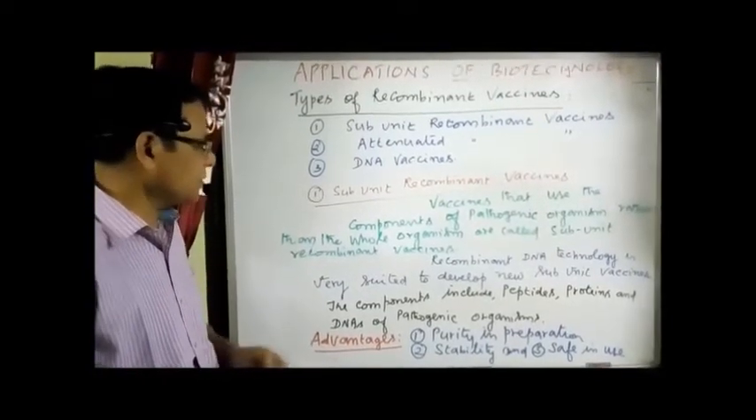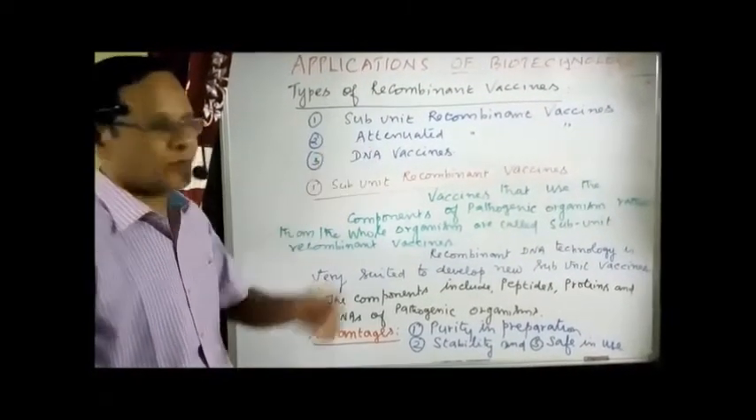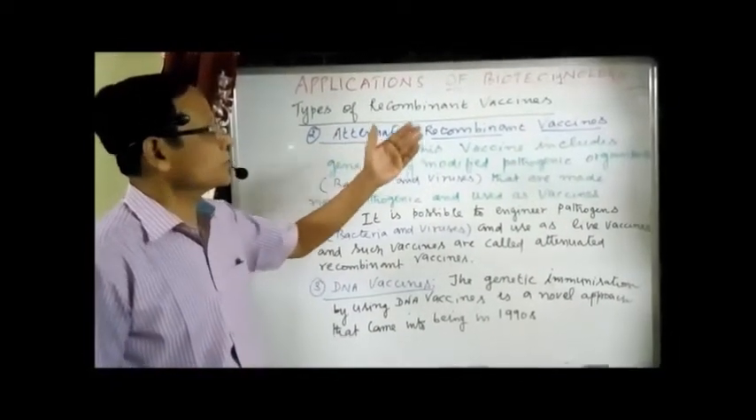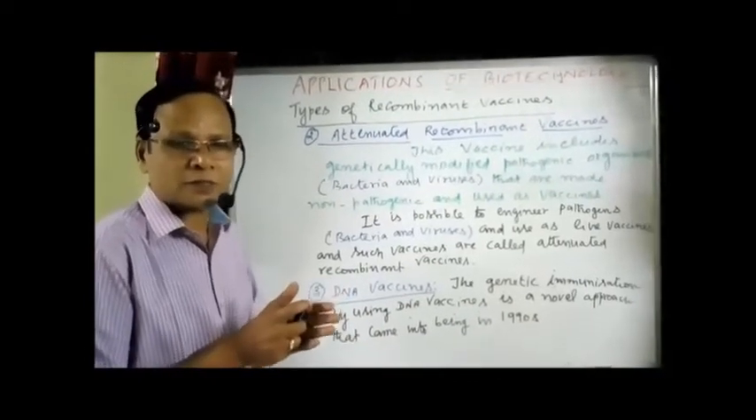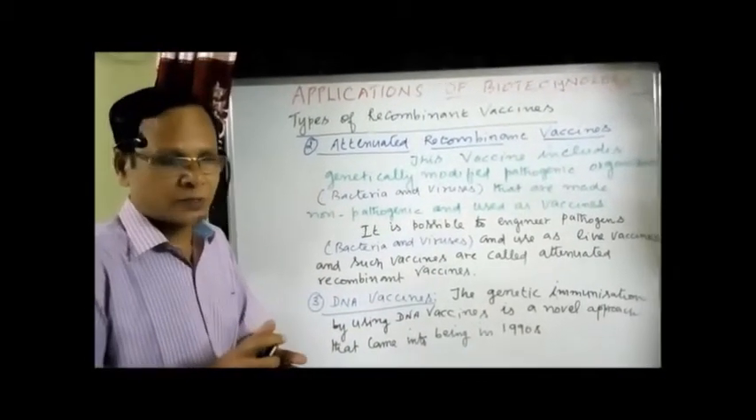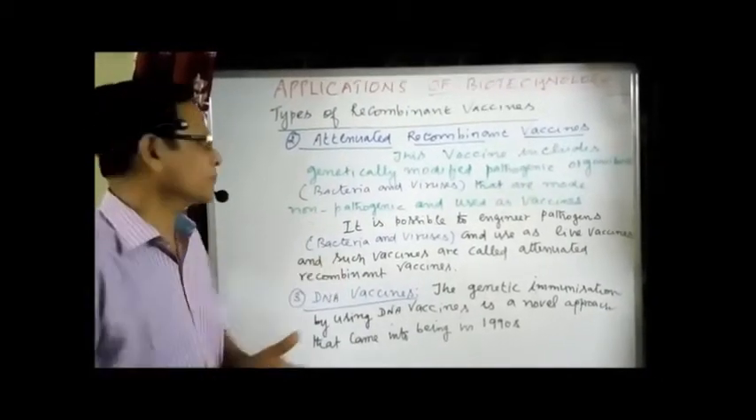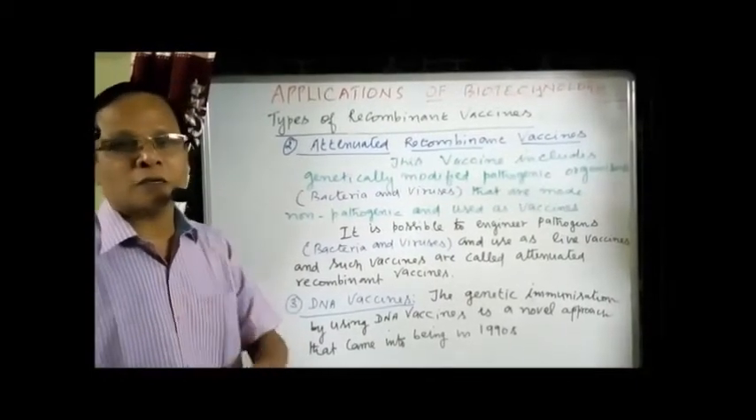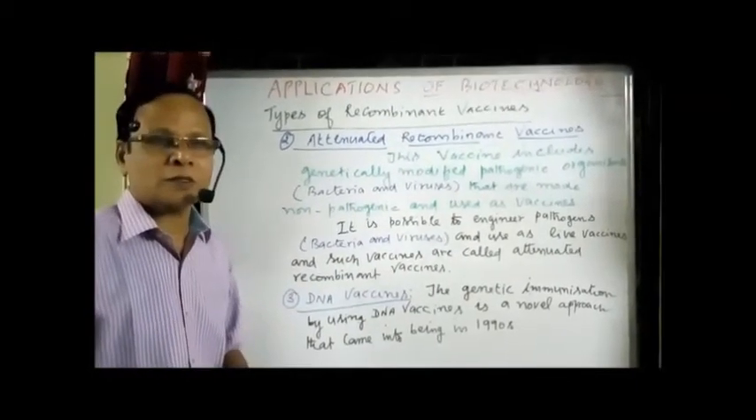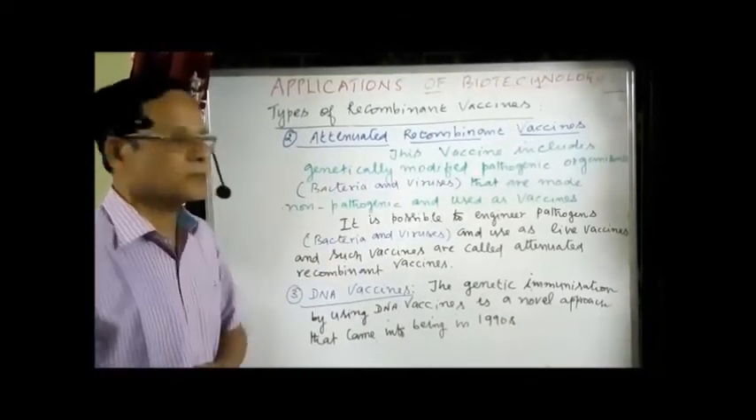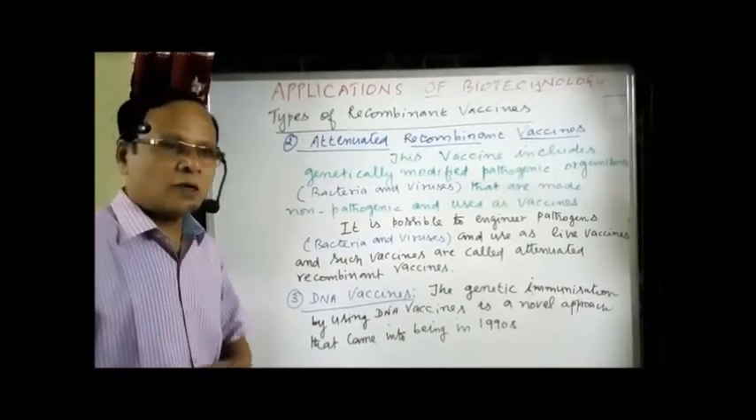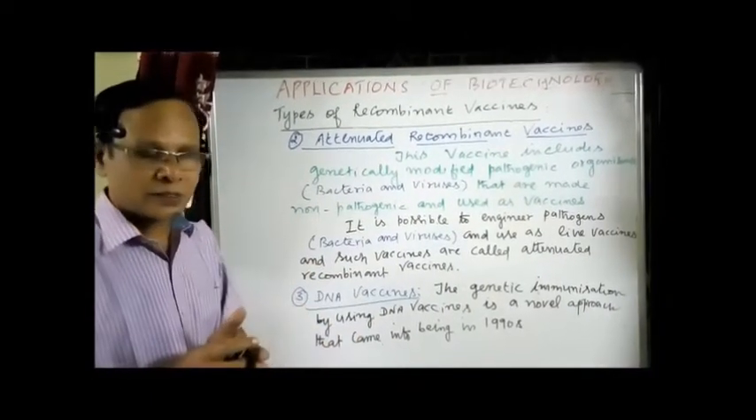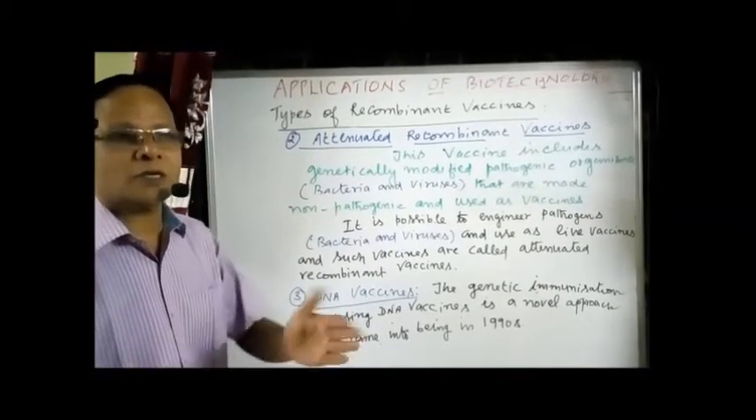And we have to go for the next one, that is attenuated vaccines. Now the second type of vaccine is attenuated recombinant vaccines. Attenuated means the one which contains weakened germs, either in killed form or in live form. This vaccine includes genetically modified pathogenic organisms. We have pathogenic organisms, mainly bacteria and viruses, that are made non-pathogenic. Then they are used as vaccines. That's why I say this vaccine normally contains the pathogenic organisms in modified form.